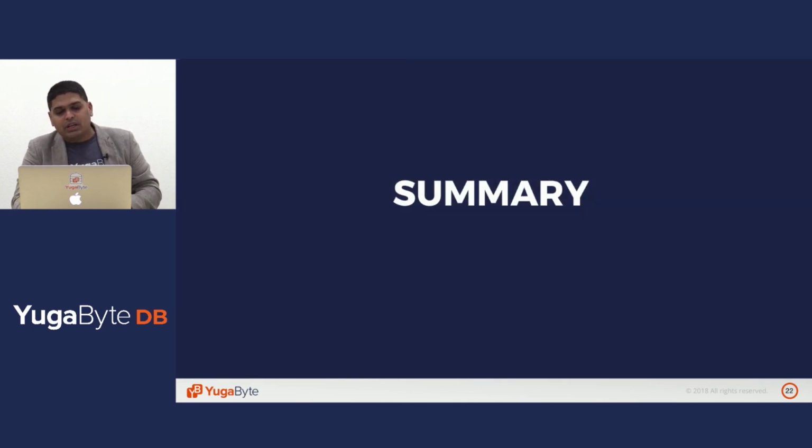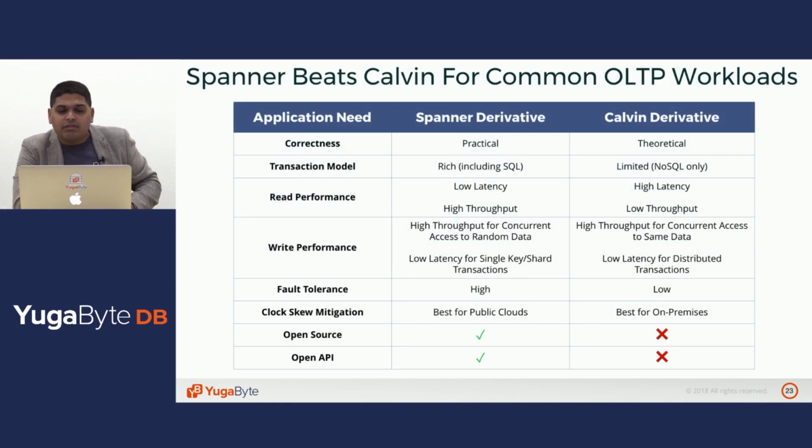So with that, I bring you to the summary. Spanner beats Calvin for most common OLTP workloads because traditionally those kinds of workloads have high concurrent access to random data, and when the data is randomly evenly spread across the cluster, you get all the benefits of read performance, write performance, and high fault tolerance while remaining SQL compliant. And both the Spanner derivatives are fully open source. So that's another, I would say, the icing on the cake.